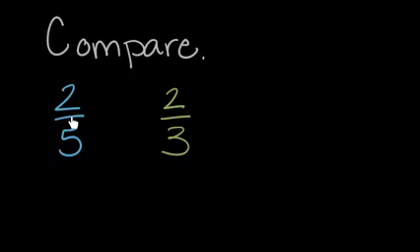These 2 smaller pieces are less. These 2 smaller pieces are less than the 2 larger pieces. And again, the open end of our symbol should be facing the larger number. So 2/5 is less than 2/3.